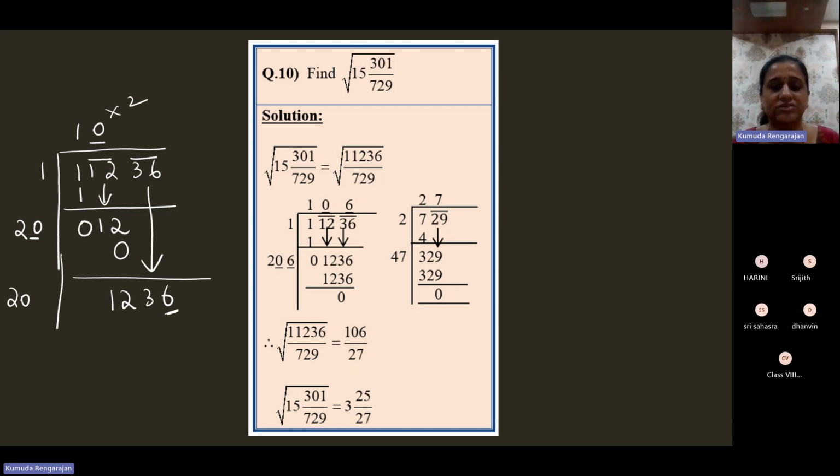And the number ends with 6. So you must use 4 into 4, which gives 16, or 6 into 6, 36, which gives you 6 in the end. So try 4 or 6, and you see that 6 works. 206 into 6 is 1236.